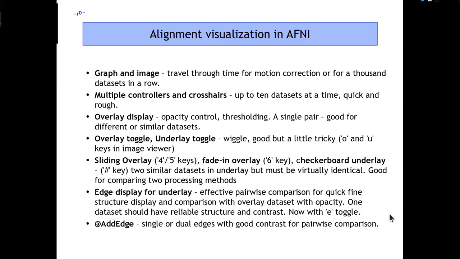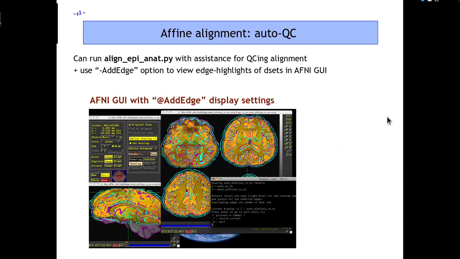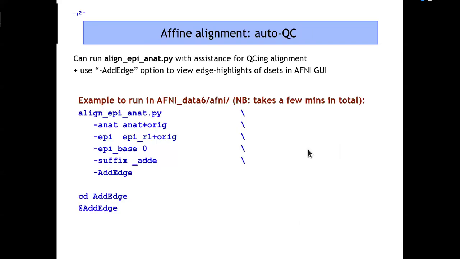Daniel walked us through a lot of different ways of overlaying and underlaying data, looking at things in the GUI, turning on edges and things like that. So this is just a review of some of those points. There's an -AddEdge option for align_epi_anat.py, so you can accentuate edges in the overlay, but we also have the different adjunct @AddEdge program too. This is just an example of using it, and then it creates a script called @AddEdge that you can use to visualize the results. It drives the GUI to show you the data interactively.